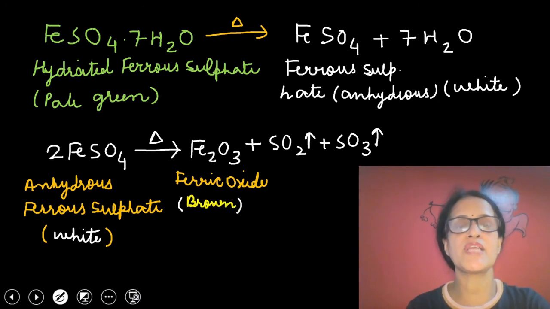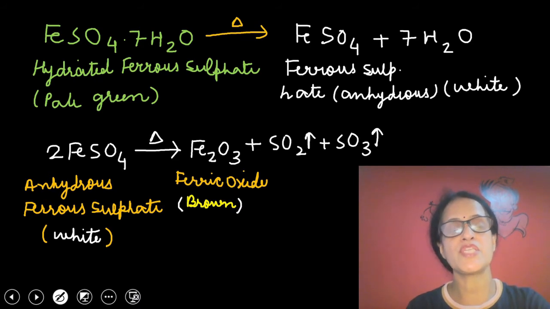With the help of these reactions, we can understand that hydrated ferrous sulfate, which has the formula FeSO4.7H2O and which is pale green in color, on heating first is converted into an anhydrous salt whose formula is FeSO4 and color is white. During this process, 7 molecules of water are lost.